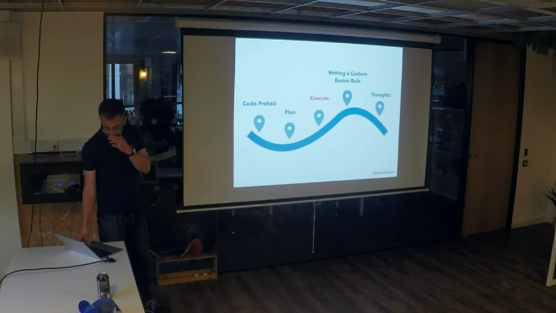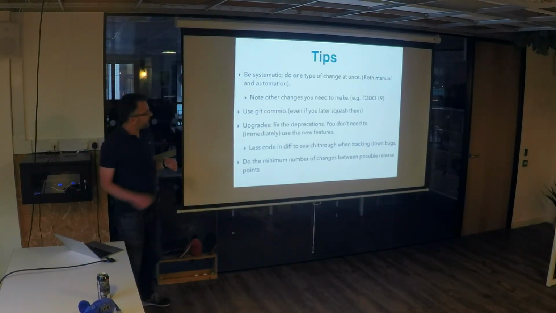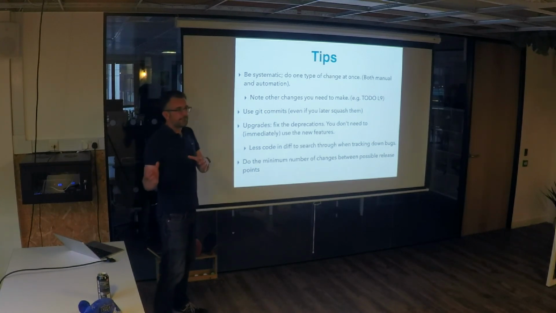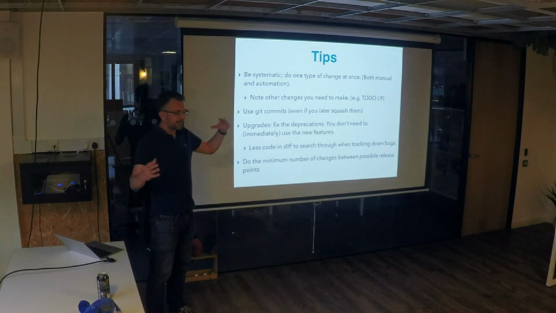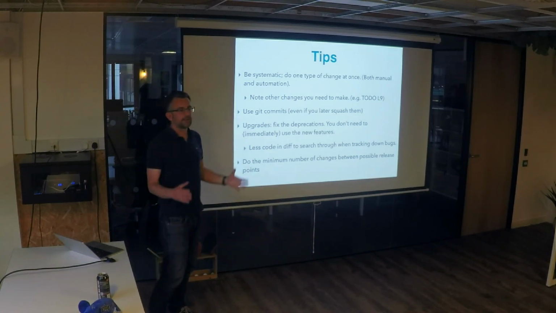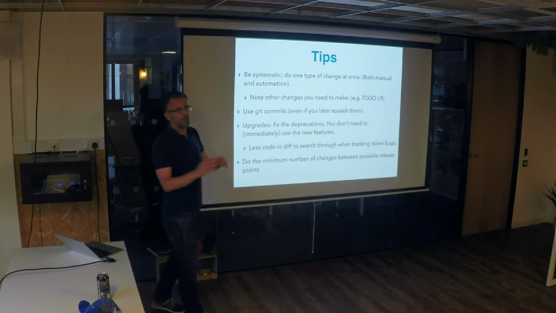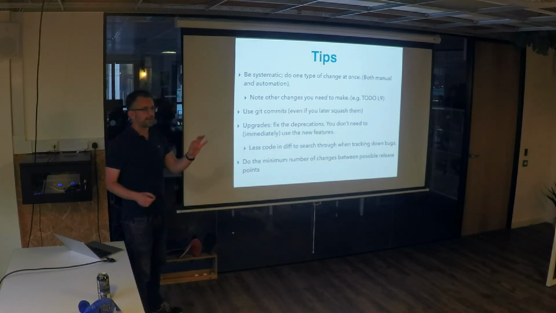And then once you've planned it, it is actually just to go through the plan. There are some tips. I would say be systematic about it. Aim to do one of the changes at a time, both manual and automation, because if you've got multiple things going on, then it's just a whole world of pain. You get Git commit merge problems and conflicts and all of these things. So I just try to stay focused on one thing at a time.